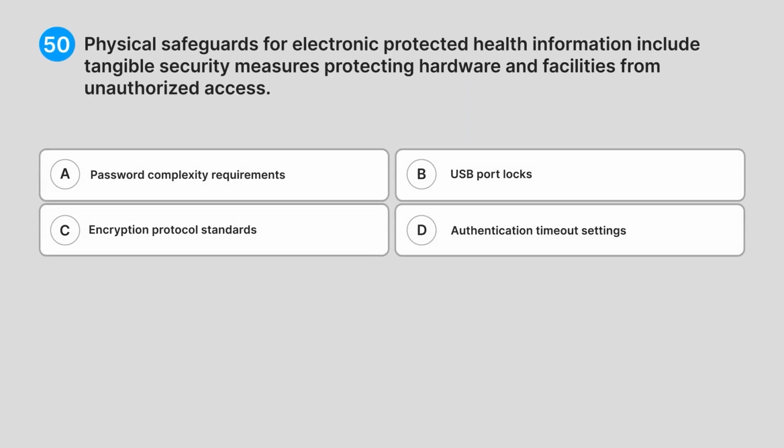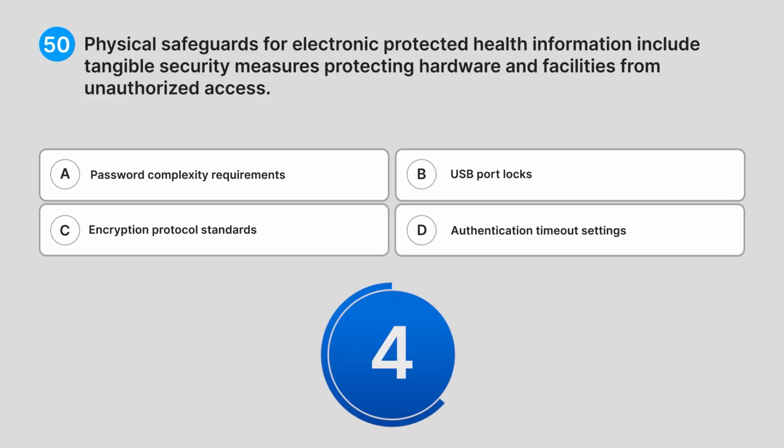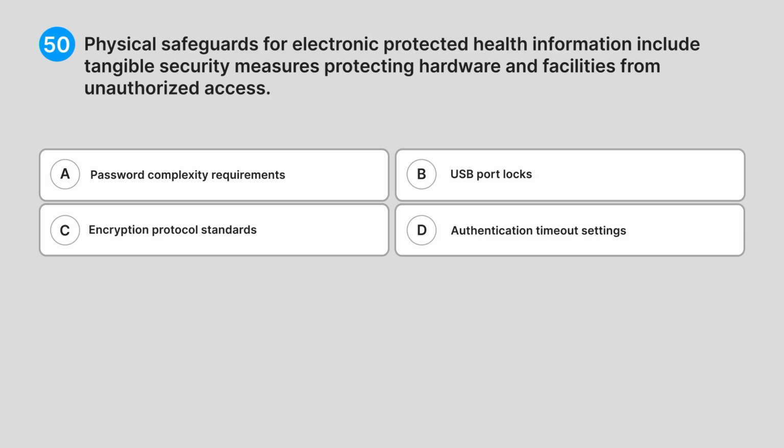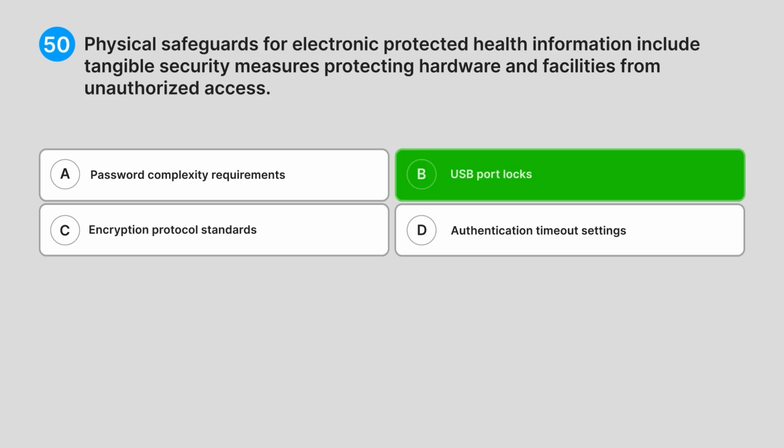50. Physical safeguards for electronic protected health information include tangible security measures protecting hardware and facilities from unauthorized access. A. Password complexity requirements. B. USB port locks. C. Encryption protocol standards. D. Authentication timeout settings. Do you know the answer? Correct answer, B. USB port locks.